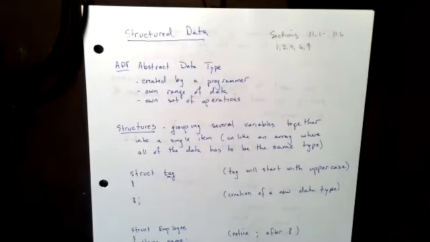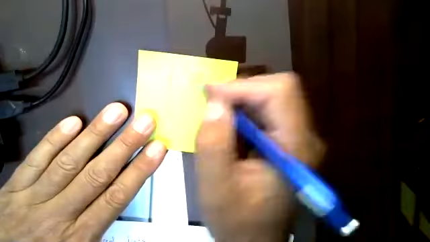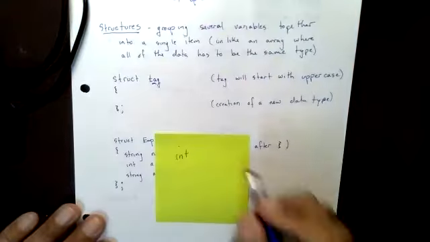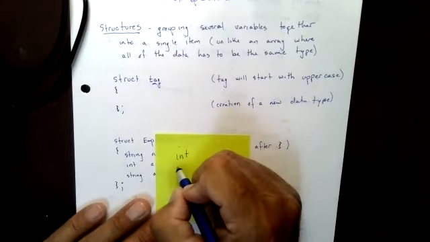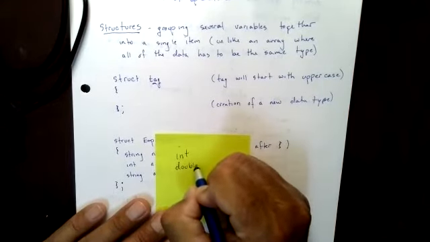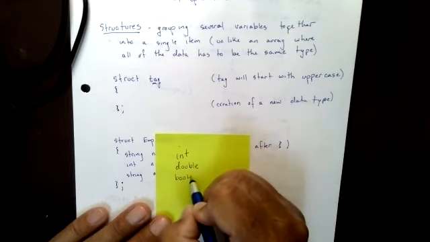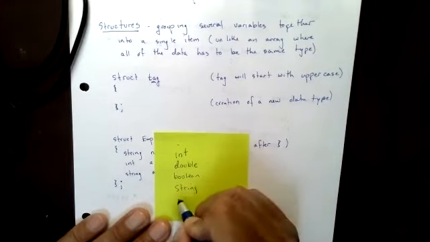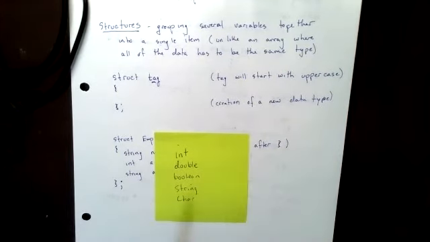Now, up to this point, we've used data types that were created by whoever created C++. The data types we've used included int. What other data types do we have? Double, float. Yeah, double and float. We have Boolean. We have string. We have char. So we have a whole bunch of data types.